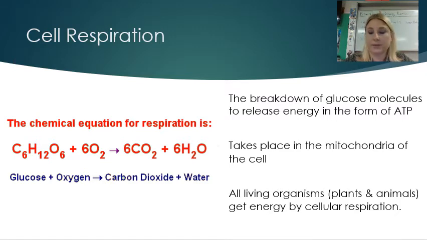So basically what happens is we have the breakdown of glucose, okay, to release the energy that was stored there in the form of ATP, adenosine triphosphate. That's the type of energy that all cells use. And this takes place in the mitochondria of the cell. And all living things do cell respiration, even plants.